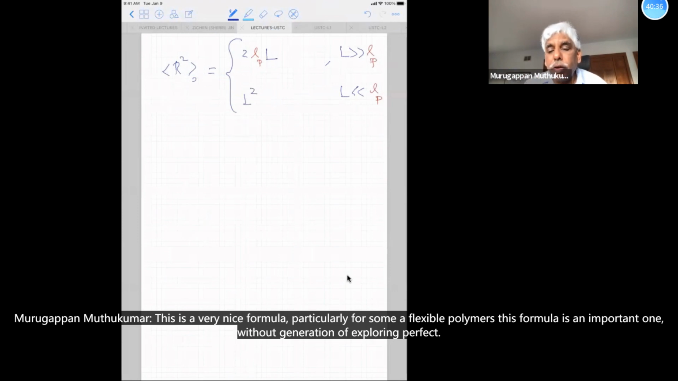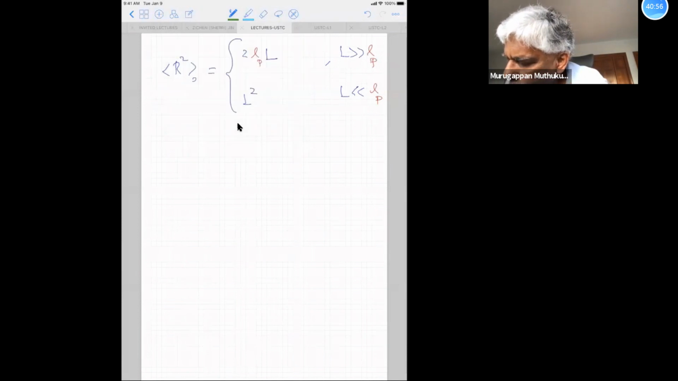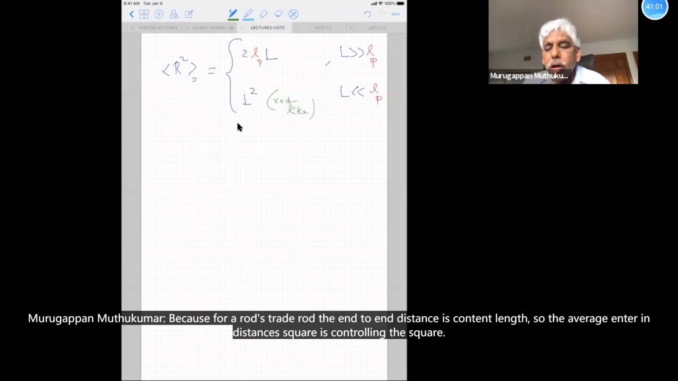This is a very nice formula, particularly for semi-flexible polymers. This formula is an important one. Without consideration of excluded volume effect, this is an important formula because what this tells me is, look at this, L is the contour length, end-to-end distance squared is L squared. So that means this is rod-like. Because for a straight rod, the end-to-end distance is the contour length. So the average end-to-end distance squared is contour length squared.